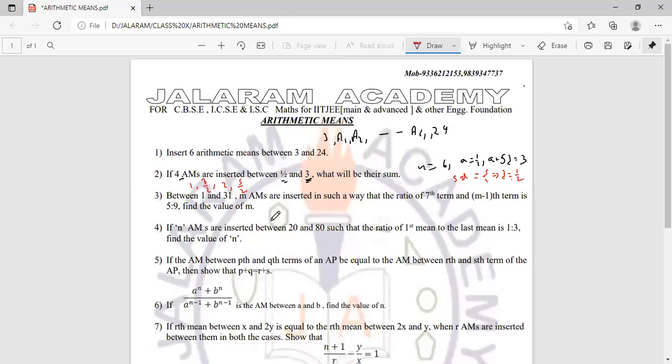Next question, question number 3. Between 1 and 31, m AMs are inserted in such a way that the ratio of the 7th term and the m minus 1th term is 5:9. Find the value of m.